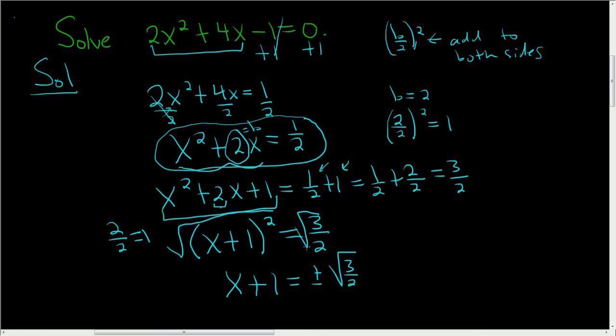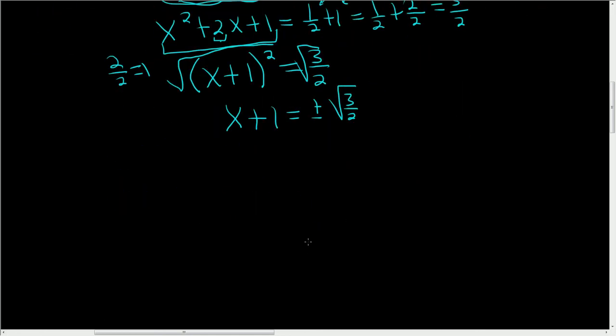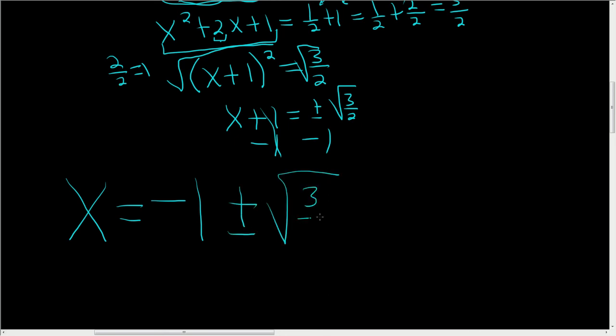The last step is to solve for x. This is the easiest step. Let's not get stuck here. Subtract 1, subtract 1. So we end up with x equals -1 plus or minus the square root of 3 over 2.